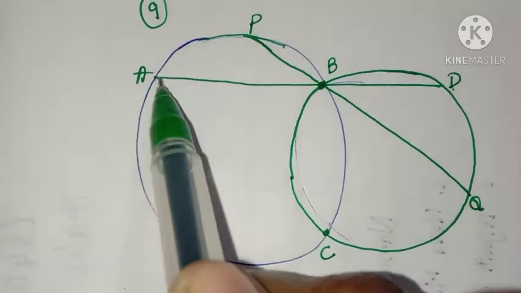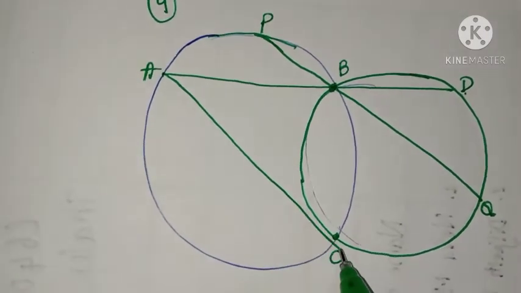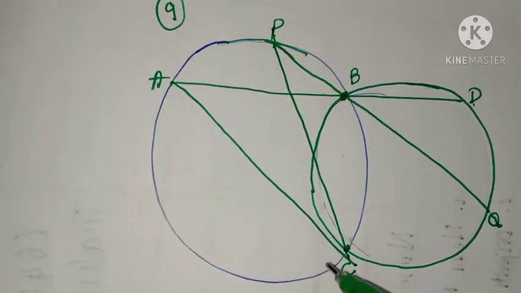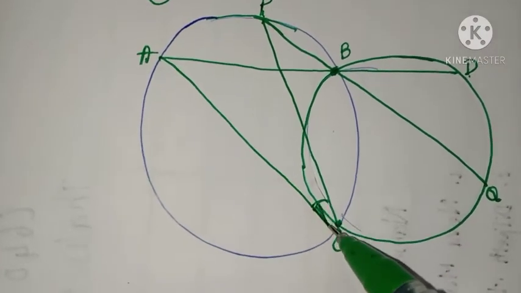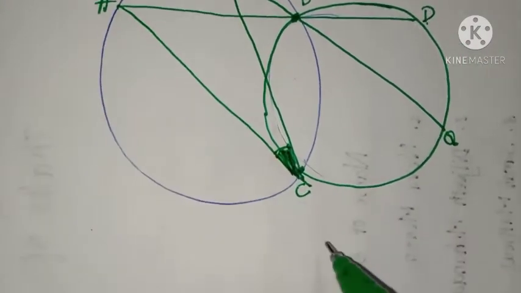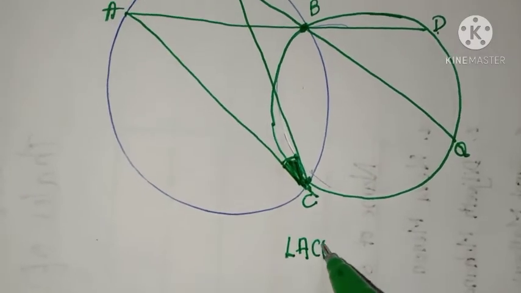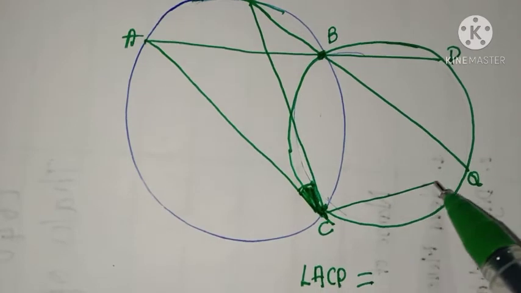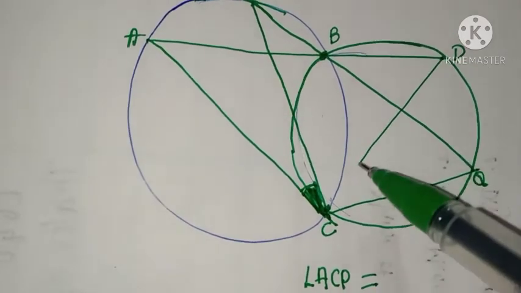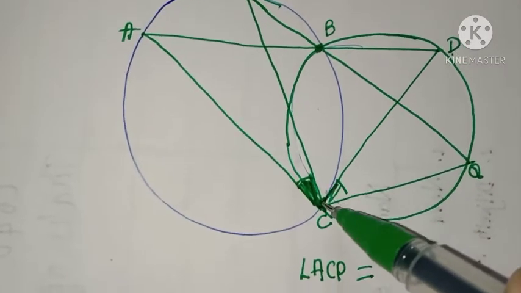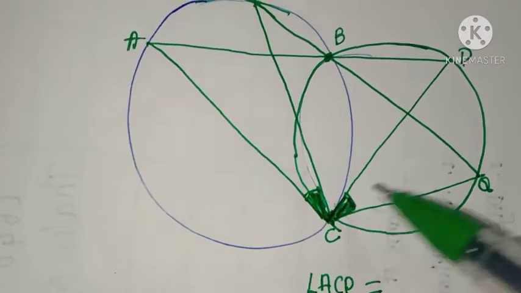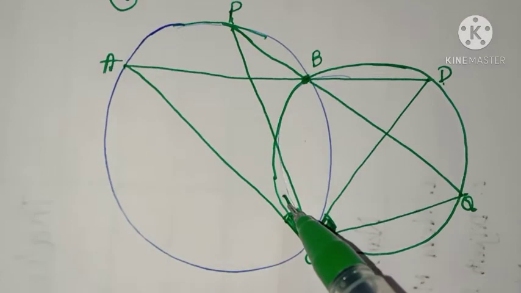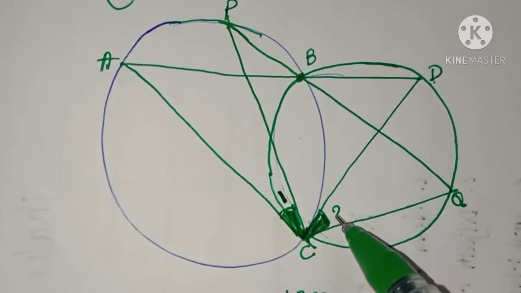So join ACP. This angle ACP is equal to angle QCD. So join QC and QD. These two angles we need to prove are equal. So for this, let us take this angle as 1 and this angle as 2.